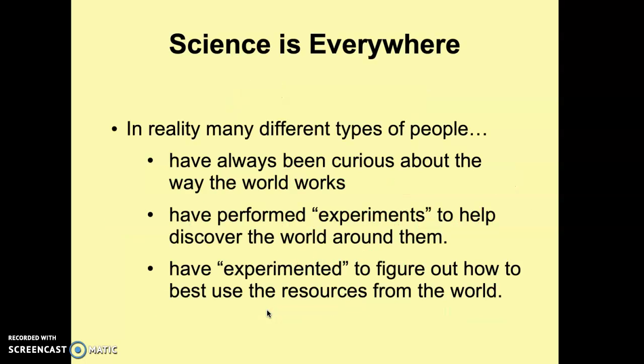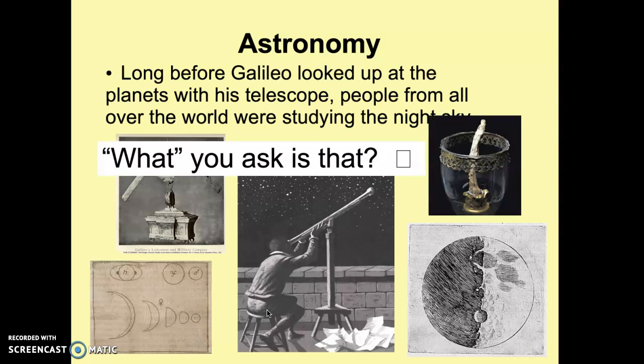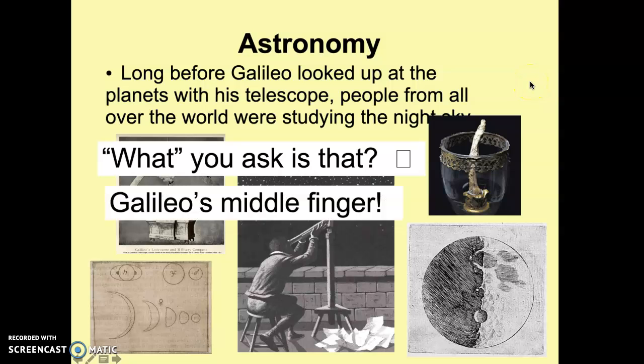So, people from every culture have performed experiments, been curious about how the world works, and use those experimentations to explore the world around them. And some practical examples from astronomy. People all over the world were studying the night sky in order to develop calendars, make predictions about different aspects, as we'll see here in a minute. And when you look at this photo right here, you're probably like, what the heck is that? Yep, there's a museum that has Galileo's middle finger in it, so that's pretty cool.